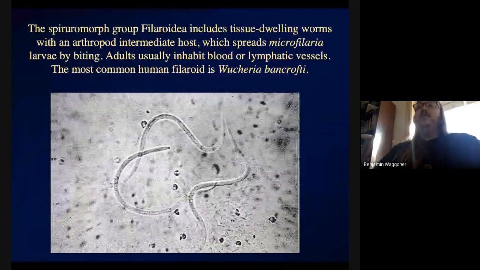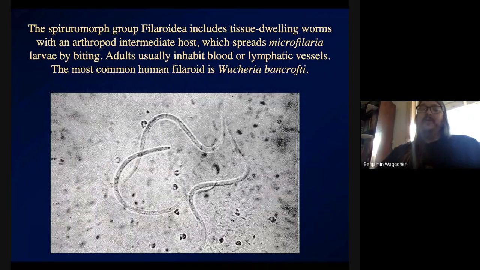So in the Spiruromorph group, Filaroidea, these are tissue-dwelling worms that have an arthropod as an intermediate host. And instead of being spread by the fecal-oral route, these are spread by arthropod bites. The one in particular is spread by the bite of black flies, flies in the family Simuliidae, which you might have heard of if you're taking entomology. Adult filaroids usually live in blood or lymphatic vessels.